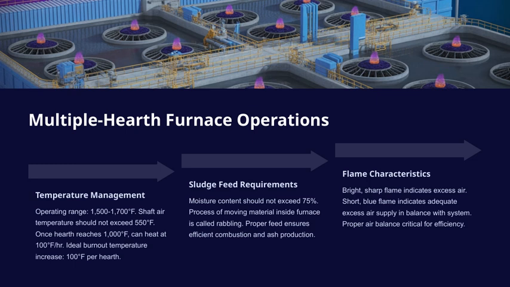Finally, regarding flame characteristics, the appearance of the flame provides valuable clues about system balance. A bright, sharp flame usually indicates excess air, while a short, blue flame suggests that the excess air supply is adequate and properly balanced with the system. Achieving the right air balance is critical because it directly impacts combustion efficiency and overall furnace performance. So, keeping these key points in mind helps us operate the furnace safely, efficiently, and effectively within the overall system.